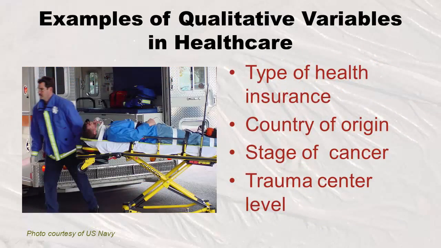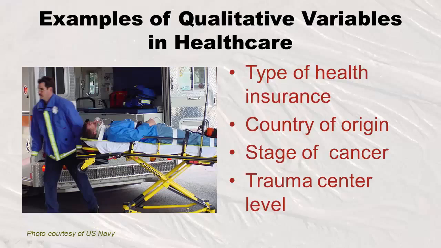So here are some qualitative variables in healthcare. You can have type of health insurance, like whether you're on Medicare or Medicaid or different types of private insurance. Those are all just categorical, right? You can't make a mean out of that. Also, country of origin. If you're in a group of students and there are international students in there, well, what countries are they from? Well, you can't make a mean out of that.